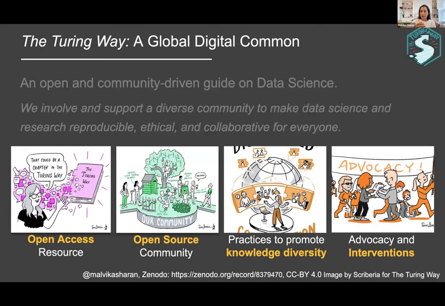Very aligned to that, the Turing Way is a digital common, which is a book, which is a public resource, and an open source community that accesses and supports the project. We value and support the idea of openness, the diversity of knowledge that people bring, as well as the local realities that each of our contributors bring. We foster a community that takes on advocacy and intervention work, not just about writing chapters, but how they push forward a conversation in their own community to achieve collaboration, equity, and access in knowledge systems.